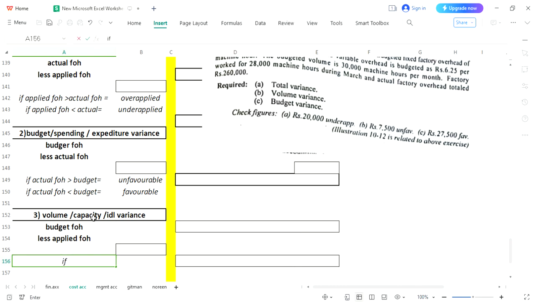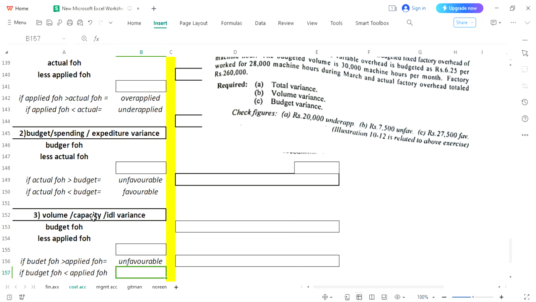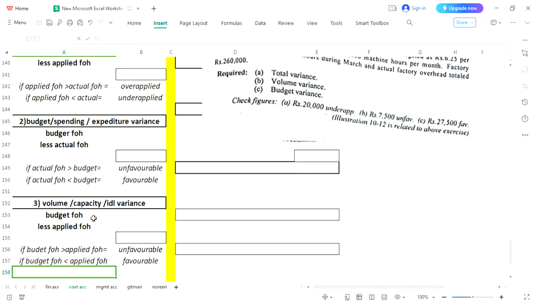So if budget FOH is more than applied FOH, you will conclude budget is more. That would not be in your favor, so you will write it as unfavorable. Contrary to the above, if budget FOH is less than applied FOH, that means you are arranging less. It would be favorable for the organization. You will conclude like this.